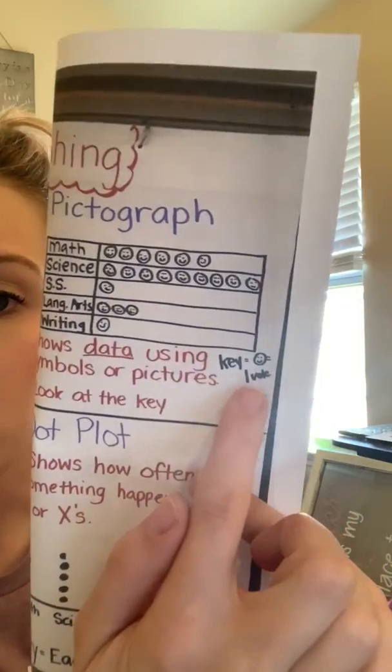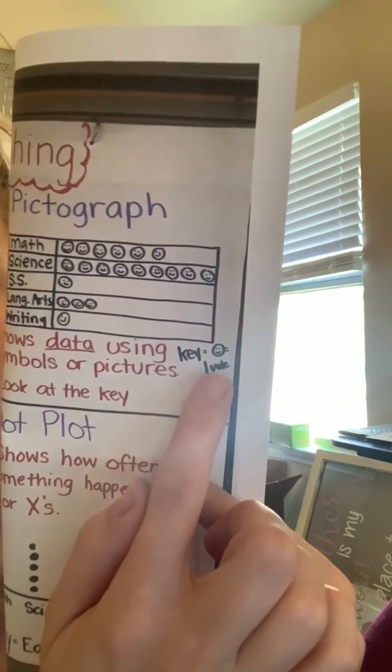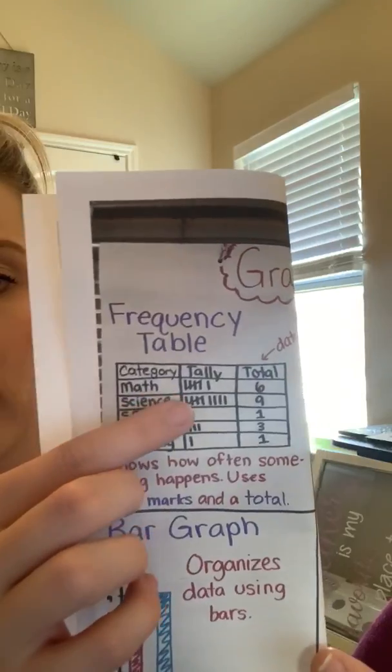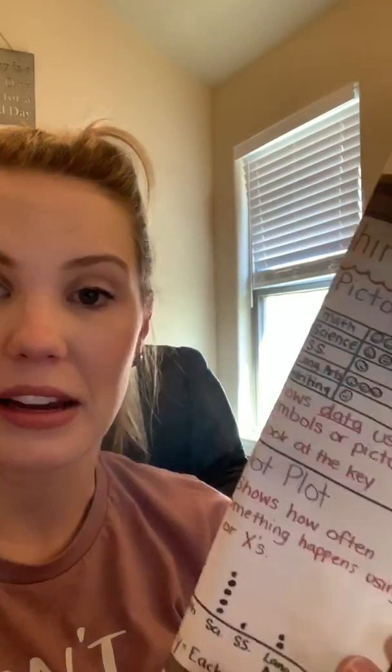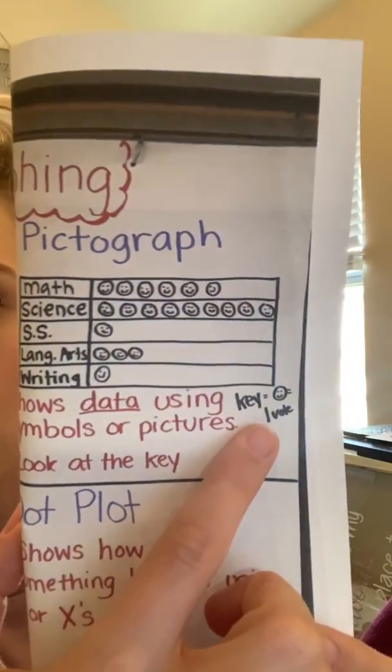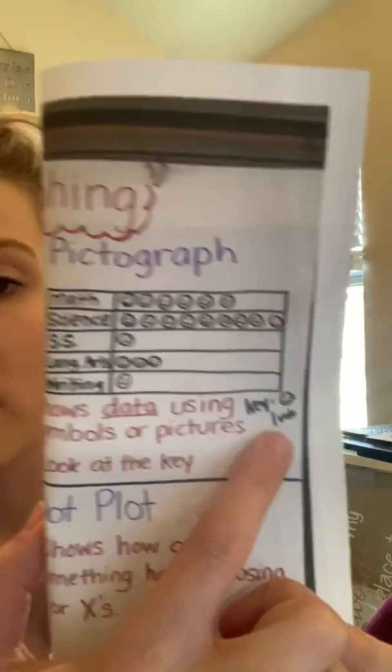The most important thing about pictographs is that you have to look at the key, because we all know that tallies are worth 1. So for every 1 tally, it's worth 1. But in a pictograph, the pictures could mean any number that you want it to mean. So in this pictograph, each smiley face means 1 vote. So that's pretty simple. But in other pictographs, each smiley face could mean 2 votes. And then half of the smiley face could mean 1 vote. So you've got to be super, super careful and always look at your key so that you know what you're counting by.